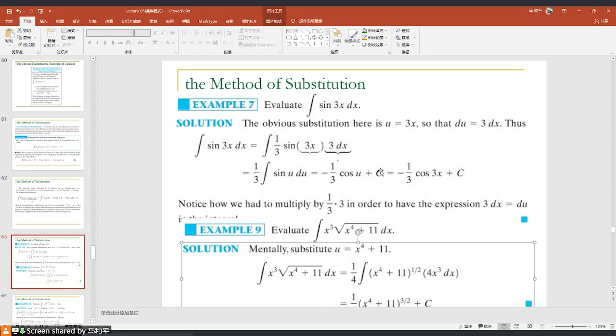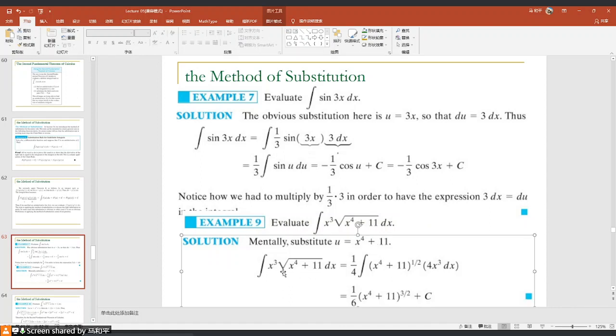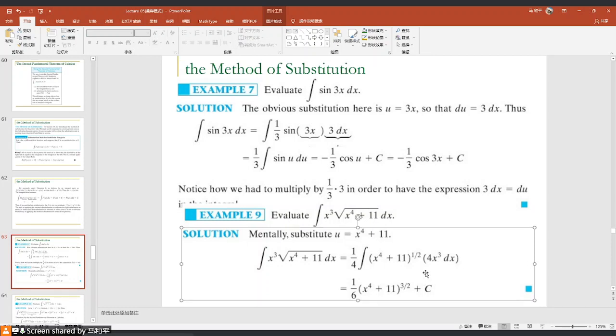Mentally substitute u is x to the 4 plus 11. If you are familiar with this substitution, maybe you can omit some steps and directly write x to the 4 plus 11 to the power 1 over 2. Here you just multiply by 4 and divide by 4, giving 4x cubed dx.